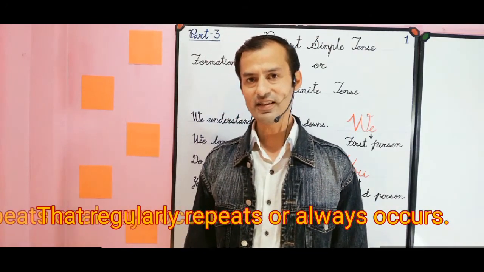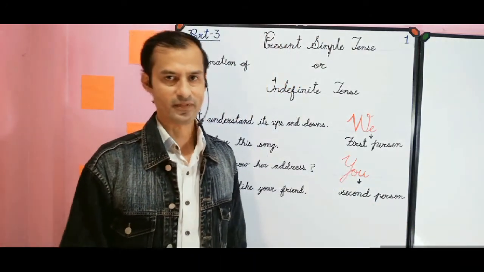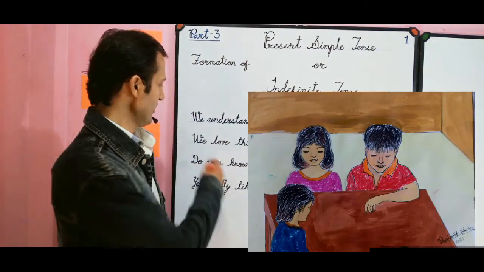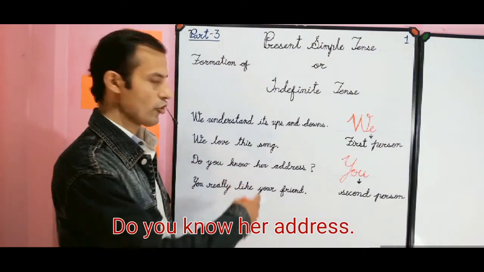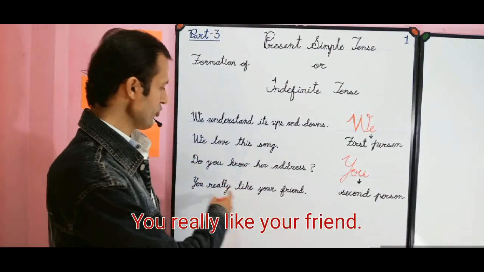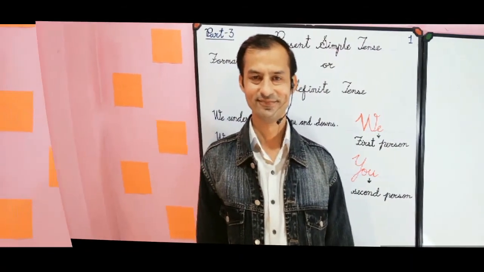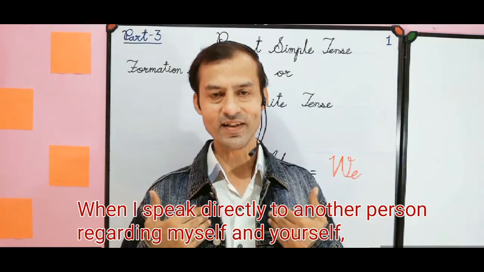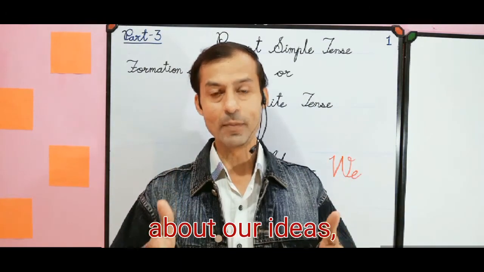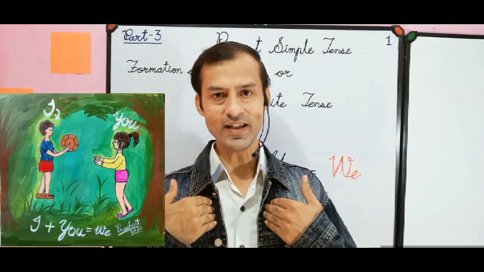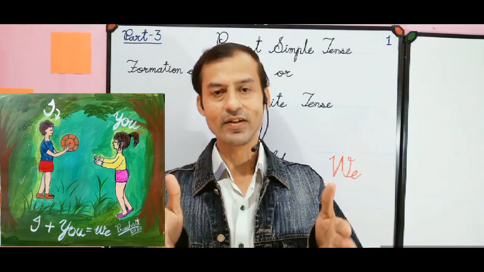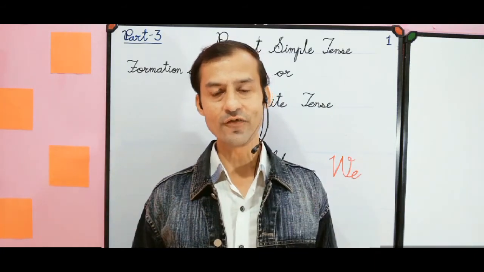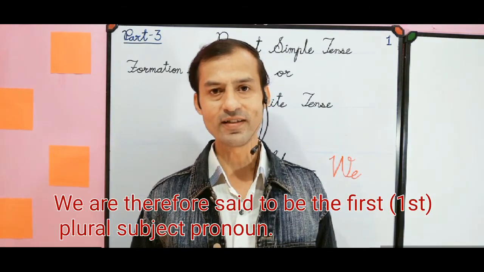So some examples of stative condition. We understand its ups and downs. We love this song. Do you know her address? You really like your friend. When I speak directly to another person regarding myself and yourself about our ideas, I and you become we. We refer to two or more persons, and we is therefore said to be the first person plural subject pronoun.